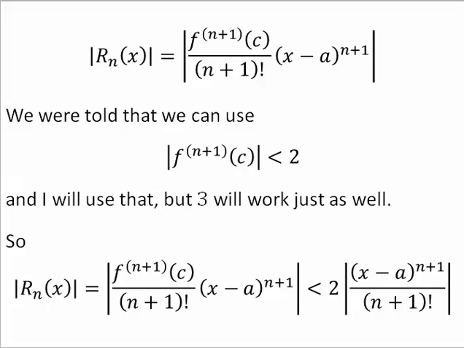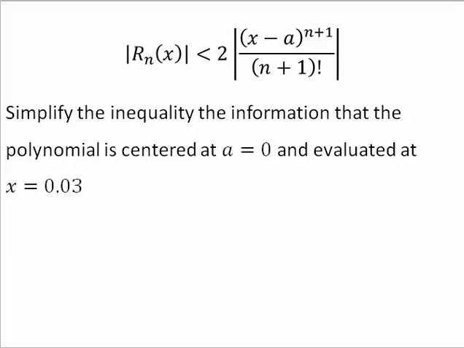All right, so since that nth derivative is going to be 2, then I have a bound on my remainder term. And we want to know how high n has to be for my remainder term to be small enough.